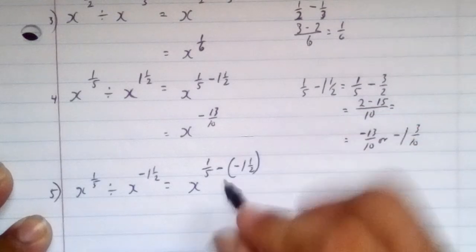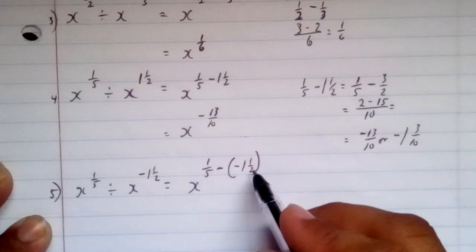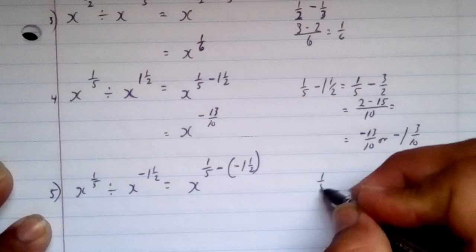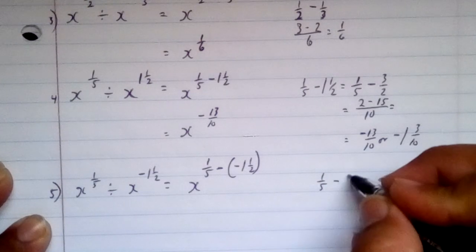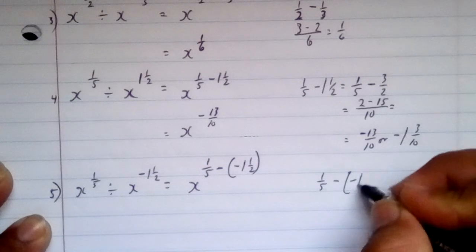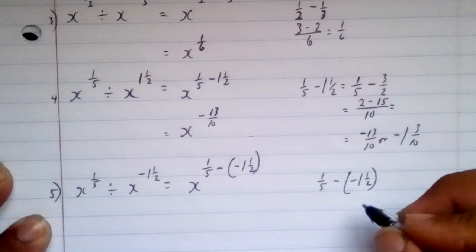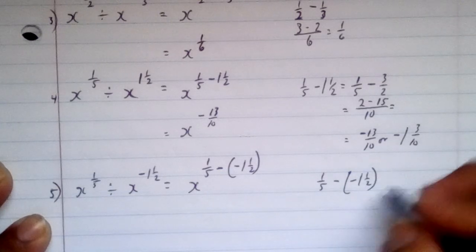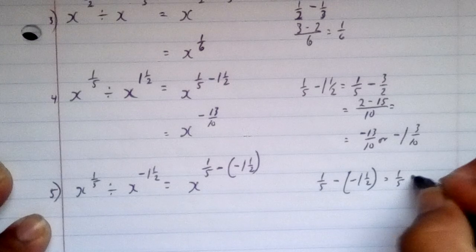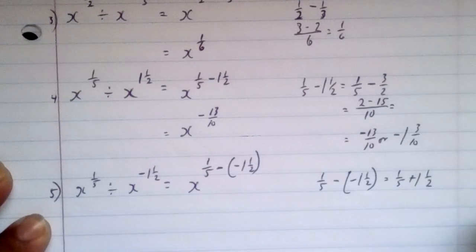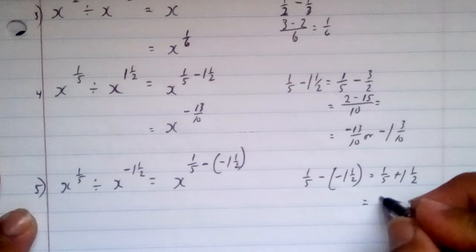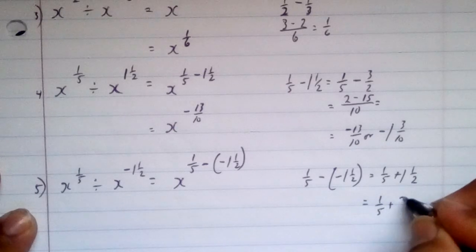Notice how I did the subtraction of the second power. I put it in brackets. It is recommended. So you put now here on the side 1/5 take away negative 1.5. Since both of them are negative, that becomes positive automatically. So this is 1/5 plus 1.5. Now convert that mixed number to an improper fraction. You end up with 1/5 plus 3 over 2.